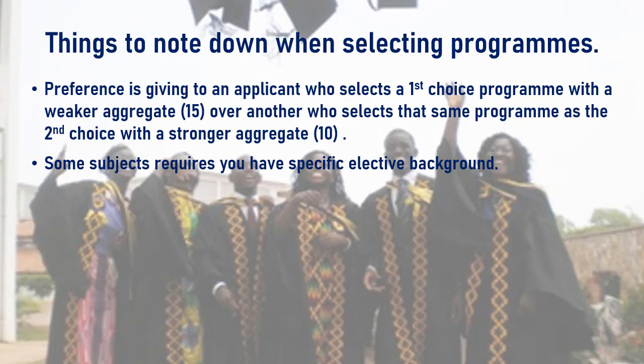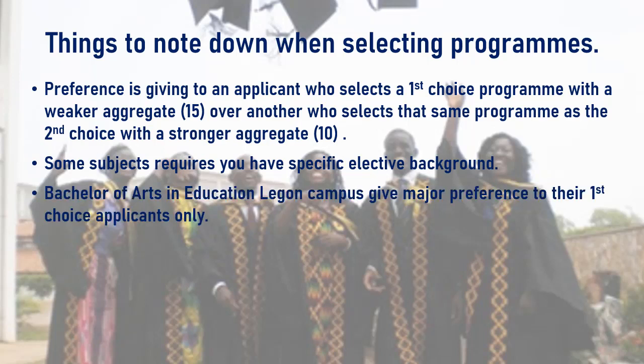Some subjects require you to have a specific elective background. So a program like Bachelor of Arts in Education English requires that you have a background in English literature at the SHS level. Bachelor of Arts in Education Legon Campus gives major preference to their first choice applicants only. So you should be mindful of this, and it's not advisable to take Bachelor of Arts in Education Legon Campus as your second or your third choice when you are selecting your programs.